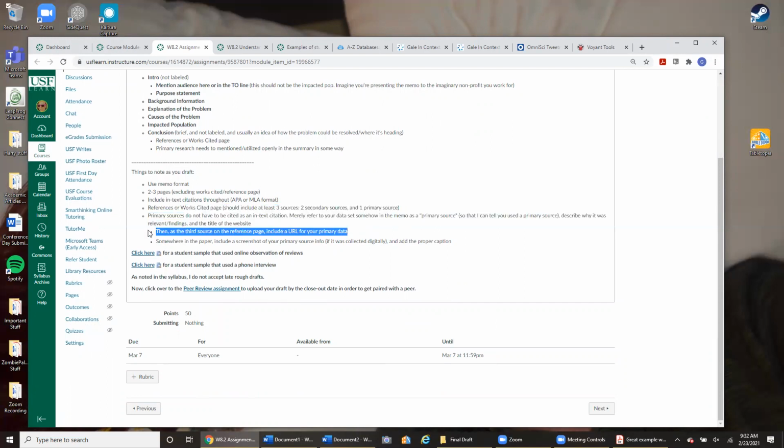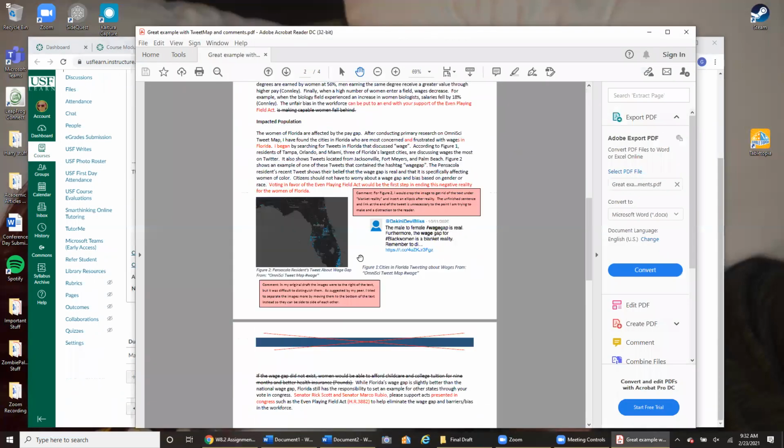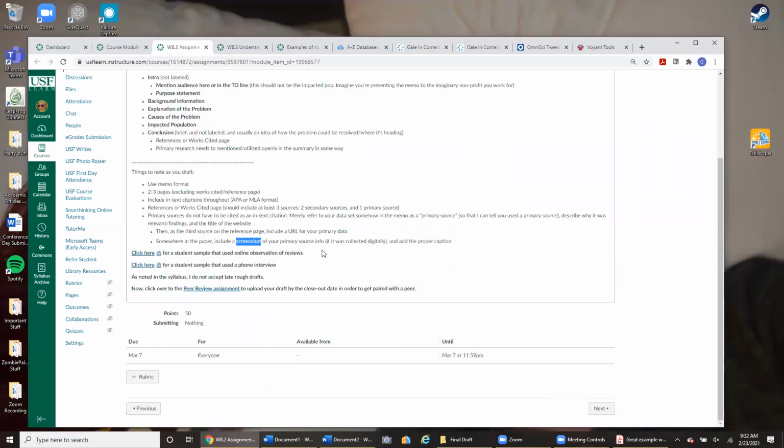I would, on your reference or works cited page, want a URL for your primary data if that applies. And I only want a screenshot of your primary source information if somehow it was collected digitally. And then underneath that screenshot, you still need a caption if you so choose to include one. And there's some student samples there.